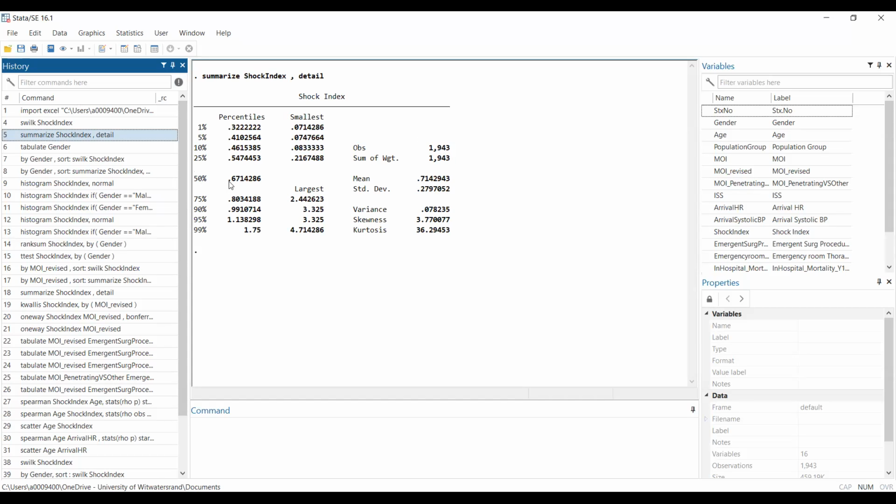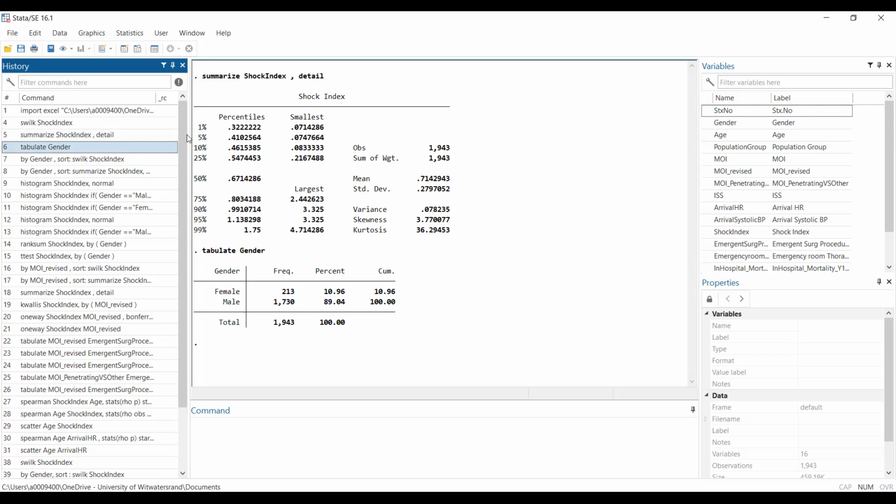And this is what I displayed in my table that I showed you. Here we have the standard deviation of 0.28, and we have an interquartile range from the 25th to the 75th percentile of 0.55 to 0.80. We can also tabulate gender. So again, we summarize shock index because it was a continuous variable, but gender is a categorical variable. So again, we will be reporting frequencies and percentages, and these are the percentages that you saw in my table.